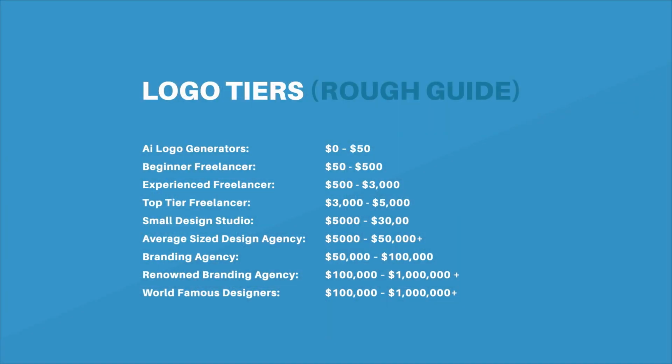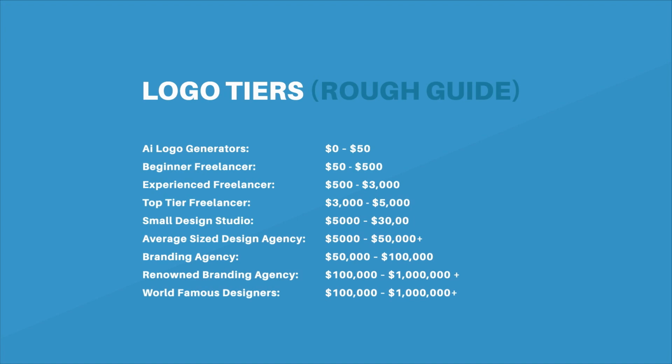And you have to remember, this isn't just one person though, this is often a team or a couple of people. And they stand to make around $5,000 to $30,000 for a logo design project. And then you move up to the average design agency, which again is probably scaled up and has a lot more staff members. And these can actually make around $5,000 to $50,000+ on a logo design.